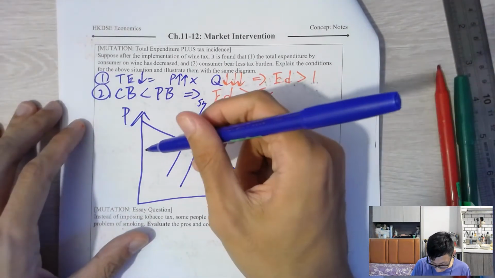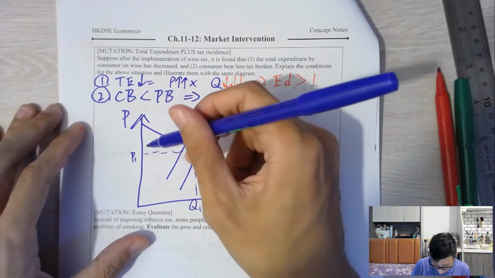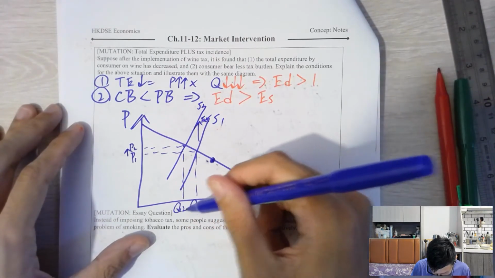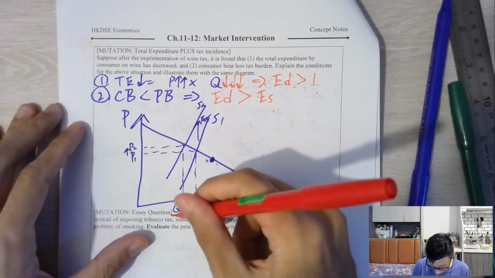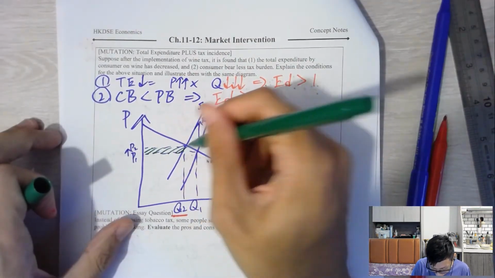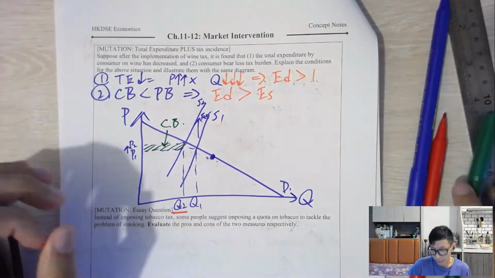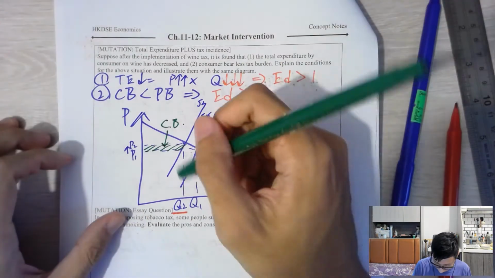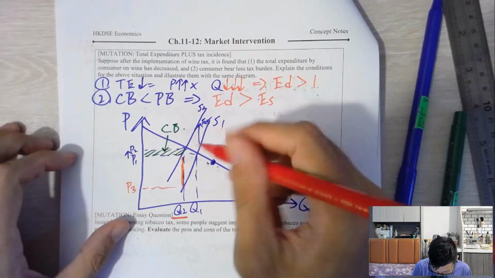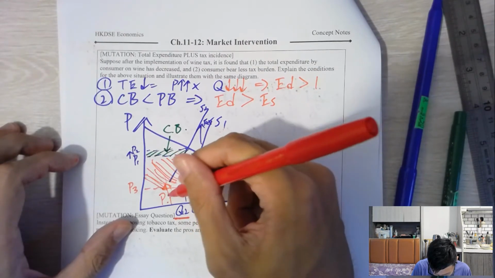OK, let's try it. P1, Q1, P2, Q2, and remind yourself, Q2 is the important one. We have done this many times. Increase in price, this is consumer tax burden. Wow, a big chunk of tax here, right? We still have a lot of tax remaining. This would be our producer tax burden.